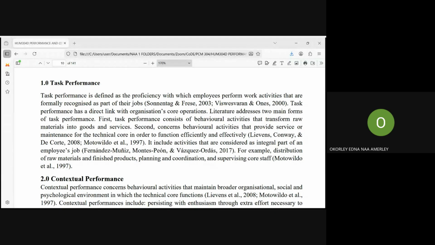Now we want to look at the contextual performance. So the task performance actually, as I said, in simple terms, is looking at how well you do the main job you were hired to do. How well. It's about finishing your teaching. So a salesperson tries to meet their sales target. You have been given 100 cakes of soap to sell.